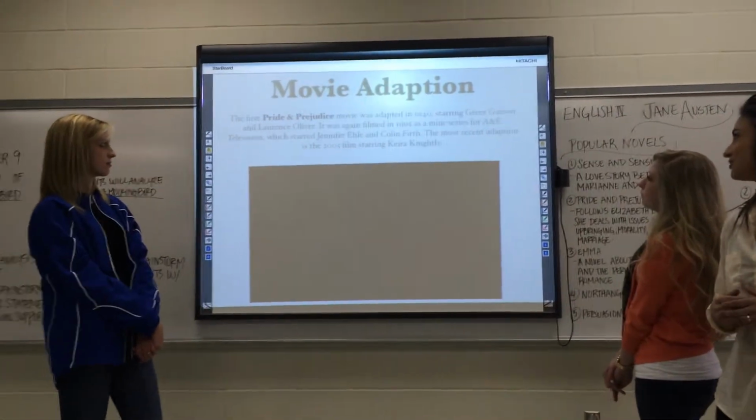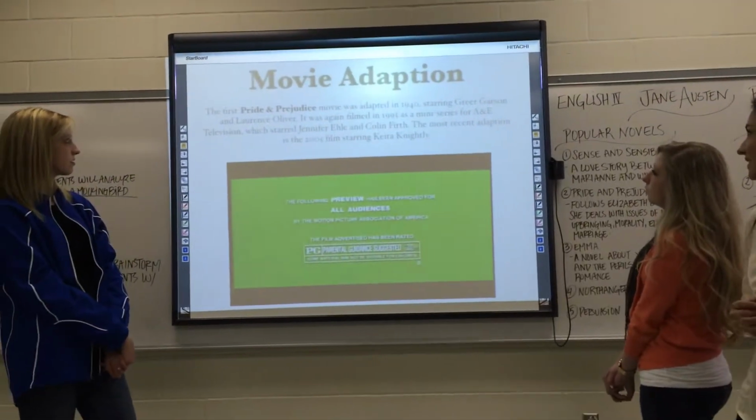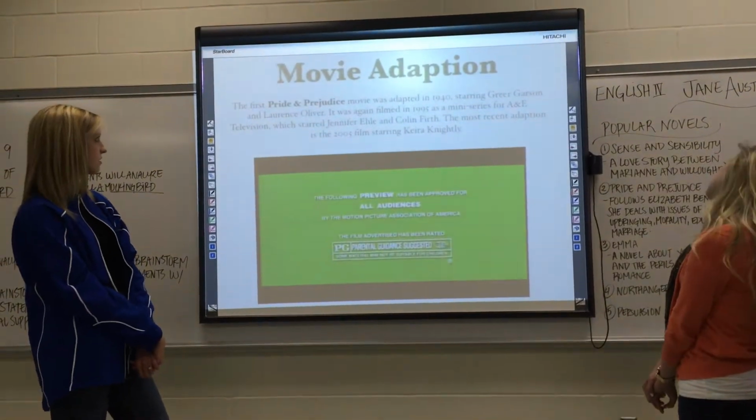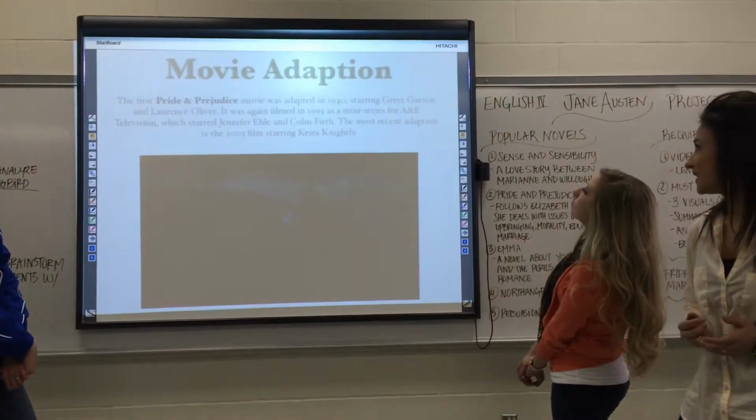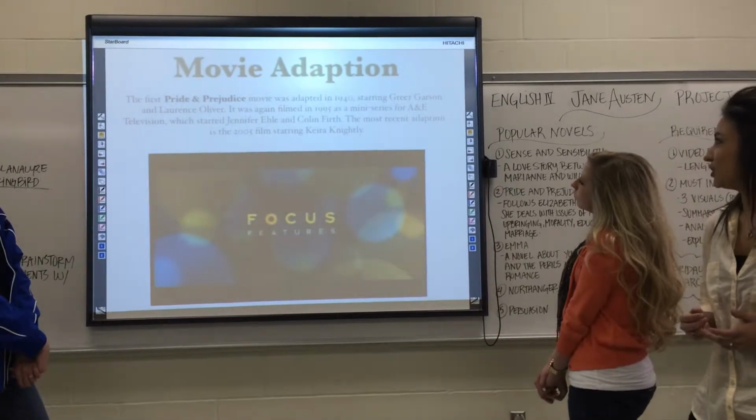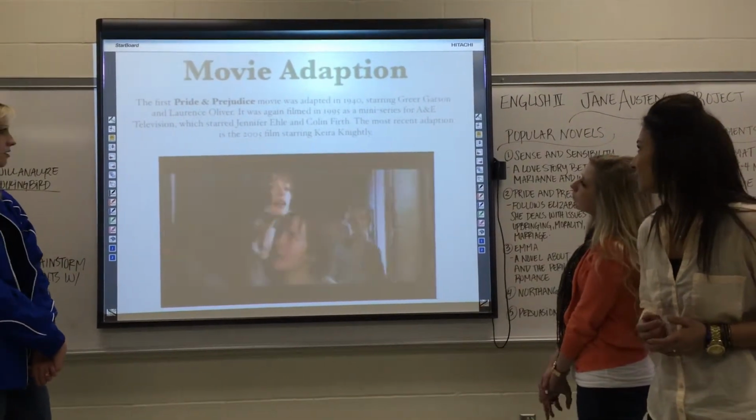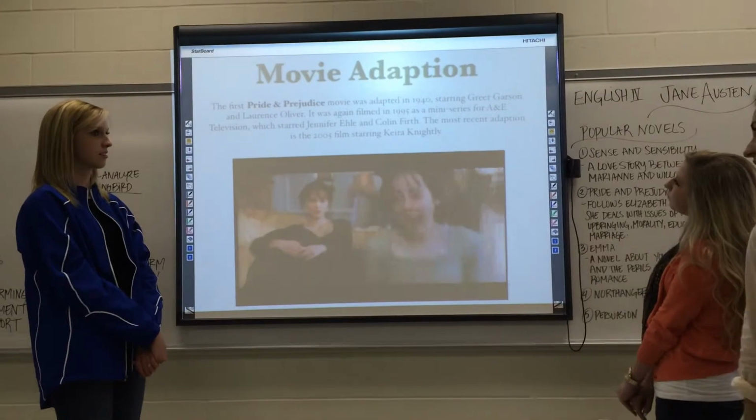Okay, the movie adaptations. The first Pride and Prejudice was adapted in 1940, starring Greer Garson and Laurence Olivier. Again, it was filmed in 1995 as a miniseries for A&E Television, which starred Jennifer Ehle and Colin Firth. The most recent adaptation is seen here with Keira Knightley.